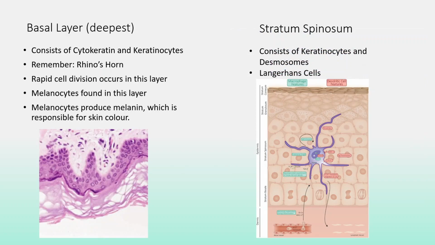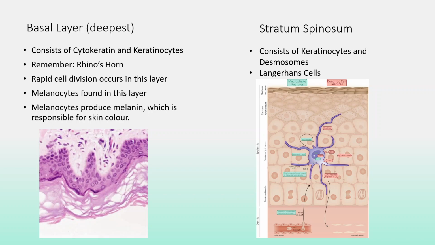So the basal layer consists of cytokeratin and cells called keratinocytes. So let's break this down. Cytes means cell, and keratino kind of sounds like keratin. Did you know that a rhino's horn is made up of keratin, which is the same material as your hair and fingernails? So these cells, the keratinocytes, produce a tough protein, which gives our skin this tough outer layer. So using that association, rhino's horn with keratin is important because similar to a rhino's horn, keratin also provides this tough outer layer.